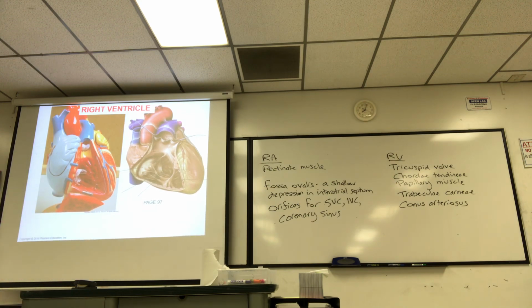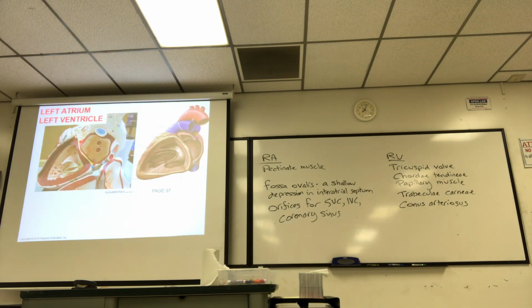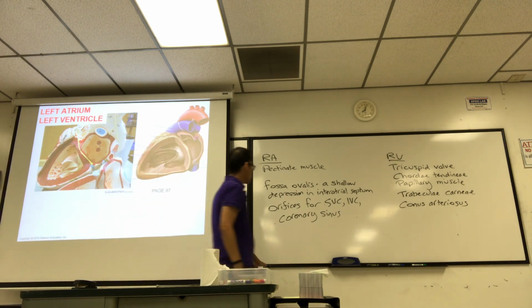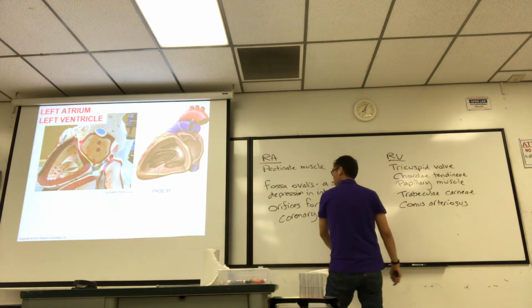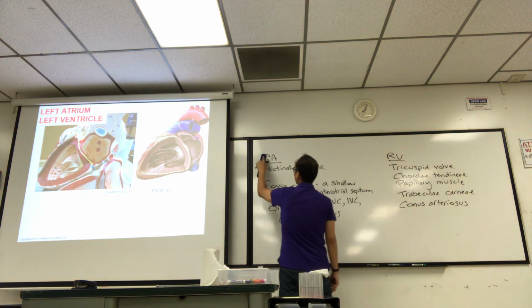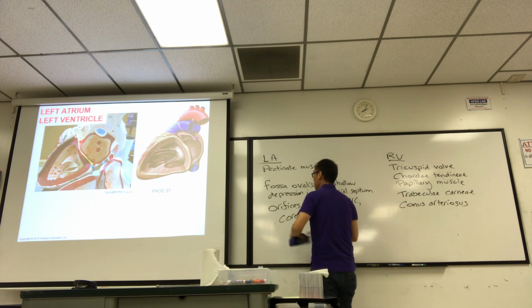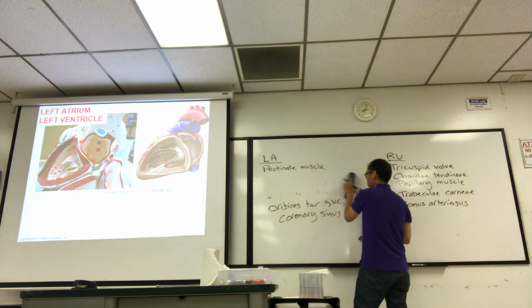Now compare this shape with this shape. The left ventricle looks a little different. You can see the left atrium and the left ventricle in this view. So I'll just change that to an L. I'm going to leave pectinate muscle because you have that. You usually don't see fossa ovalis on this side.